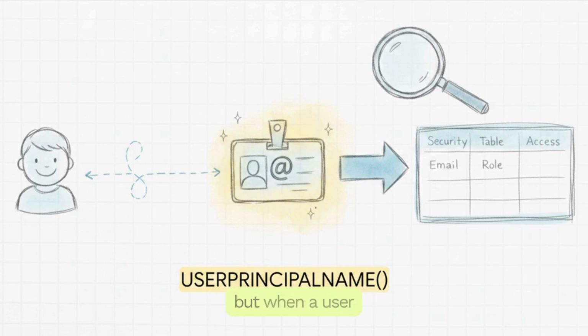It's a bit of a mouthful, but when a user opens the report, this function executes and captures their email address behind the scenes. We then use a DAX filter expression to tell Power BI to check that exact email address against our security table.